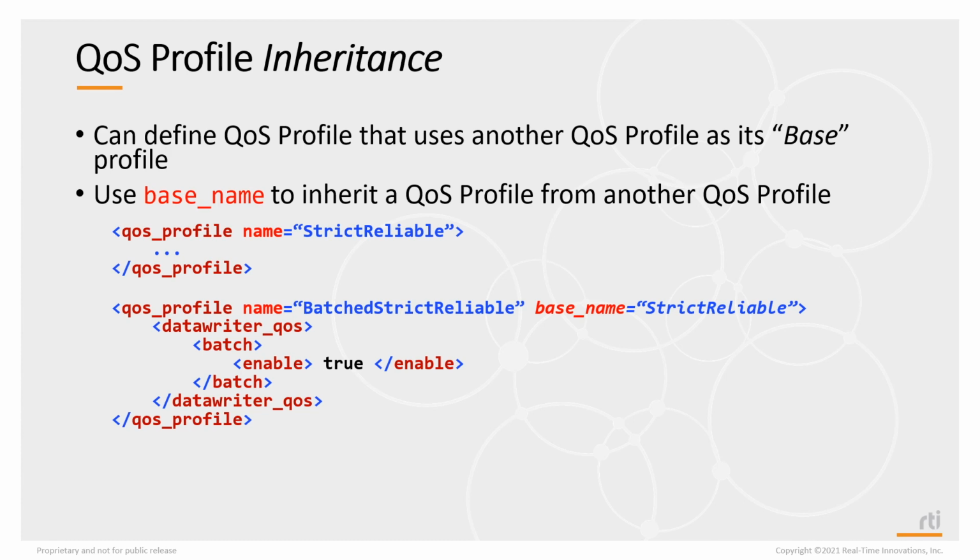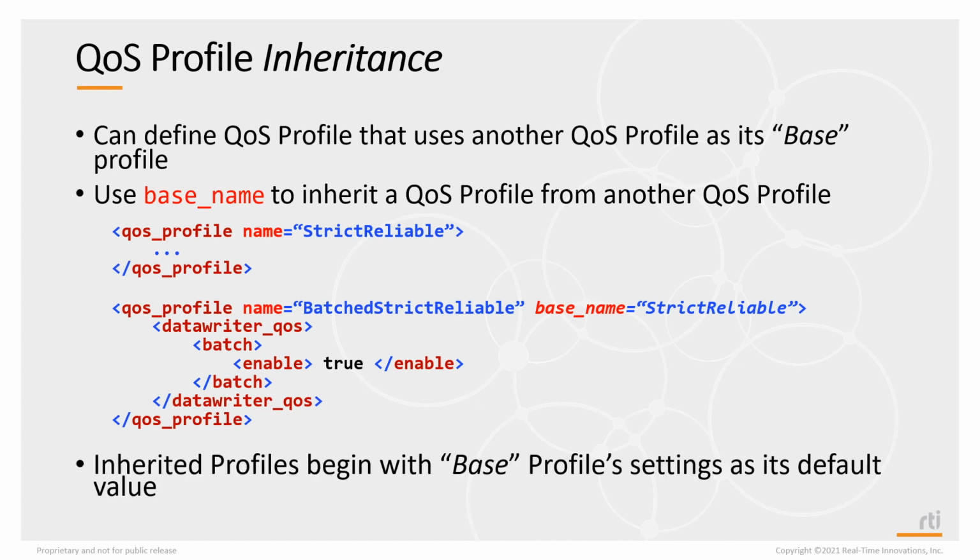So instead what we'll do is we will derive the batch strict reliable QoS profile from the strict reliable QoS profile by using the base name. And then inside the batch strict reliable profile, we will just modify the data writer QoS to enable batching. So fundamentally, inherited profiles will begin with the base profile's QoS settings as its default value.